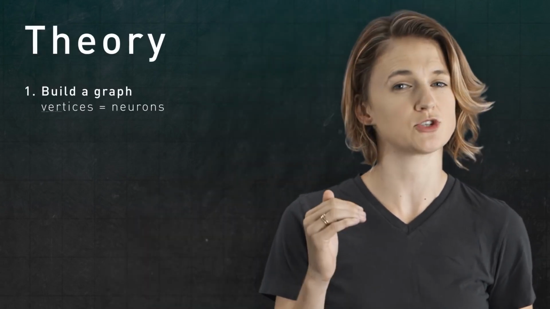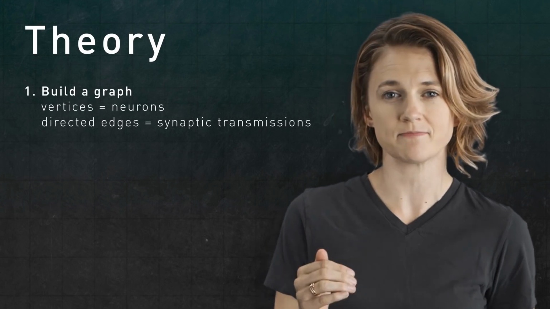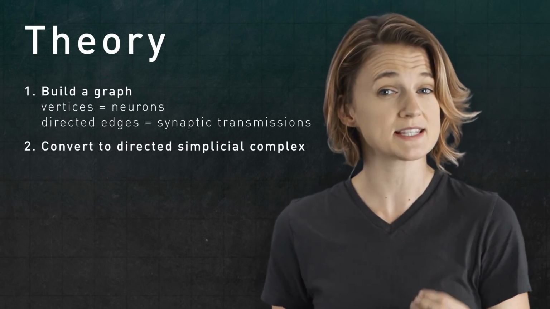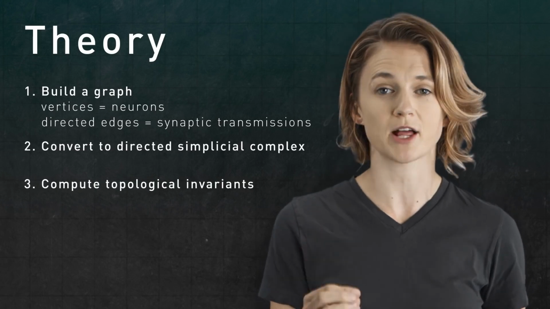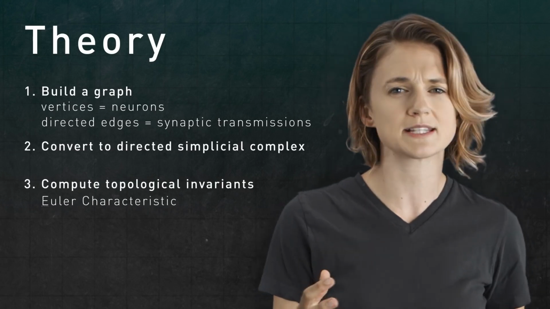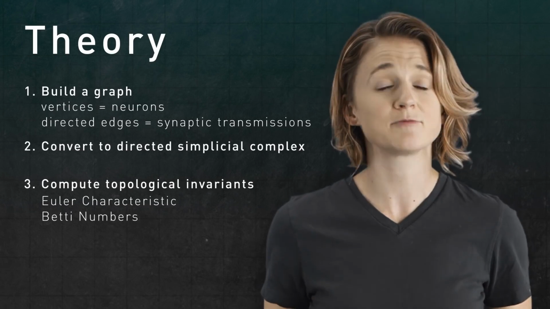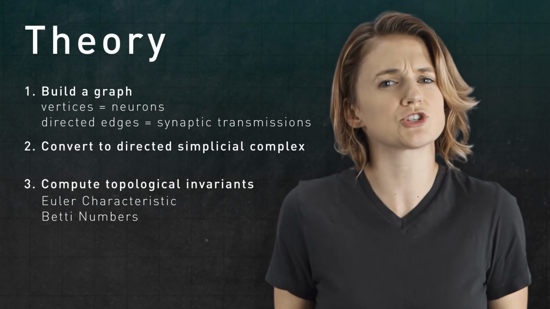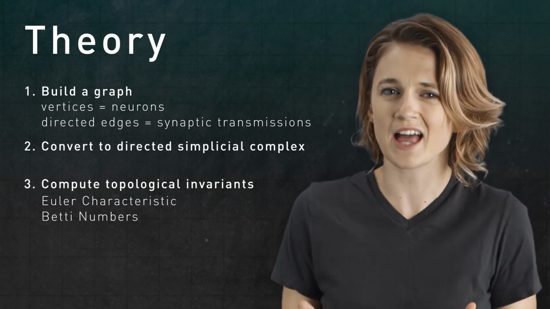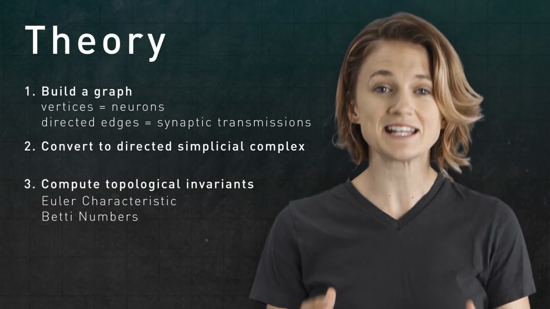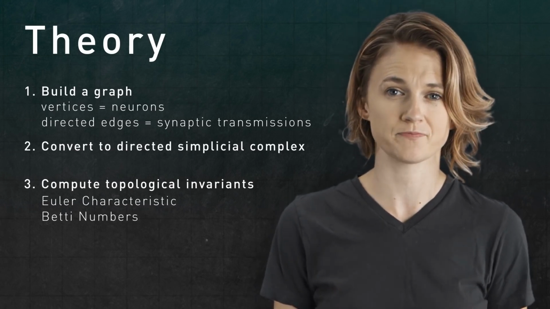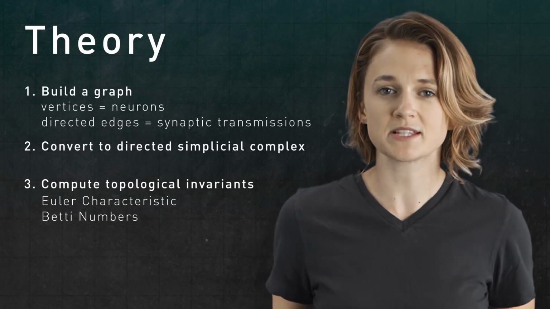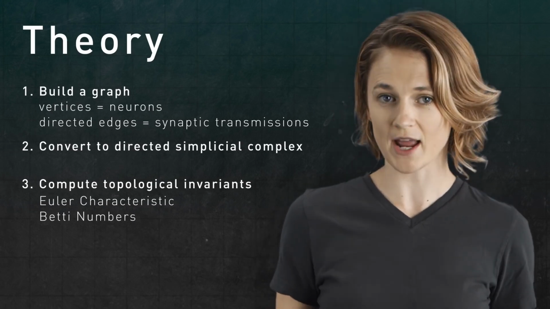We now have a theory about how to analyze a system of neurons. Build a graph where the vertices represent neurons and the directed edges represent synaptic transmission. Convert that graph into a directed simplicial complex and compute the topological invariants, like Euler characteristic and Betti numbers. Now it's time for the next step in the scientific method: test the theory. We need to ensure that this topological interpretation is actually helpful data, that it illuminates significant features of the neural structure. So, what sort of simplices are exhibited in the reconstructed brain?